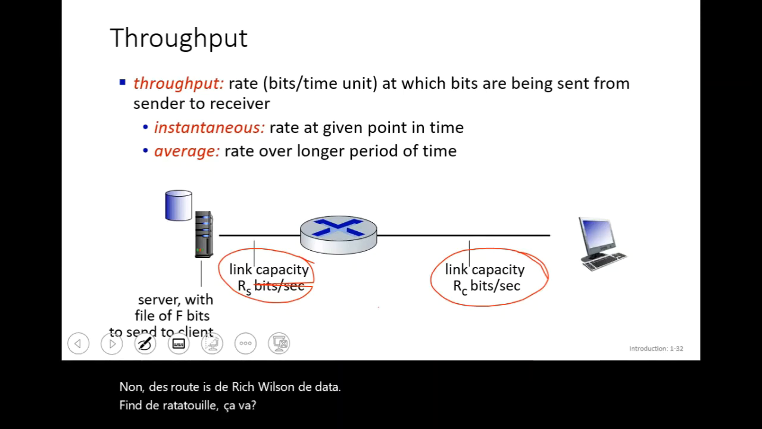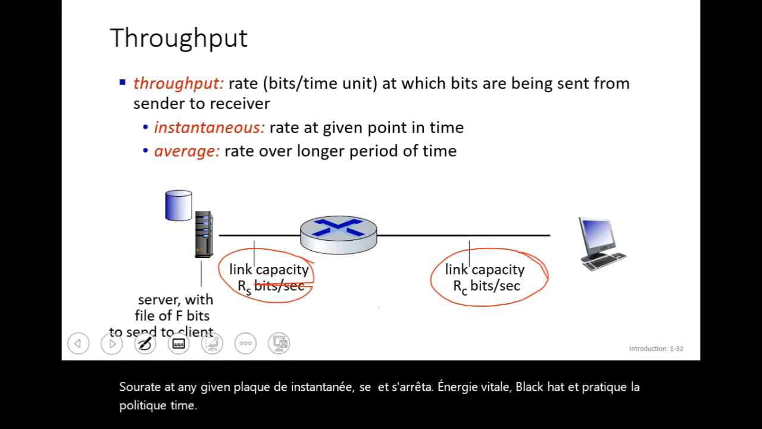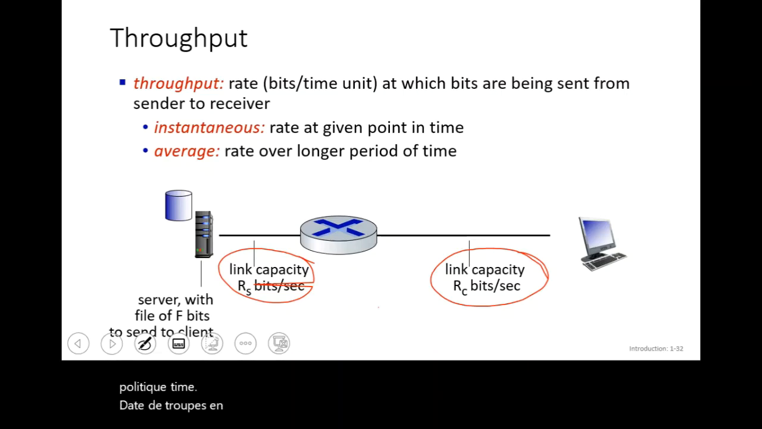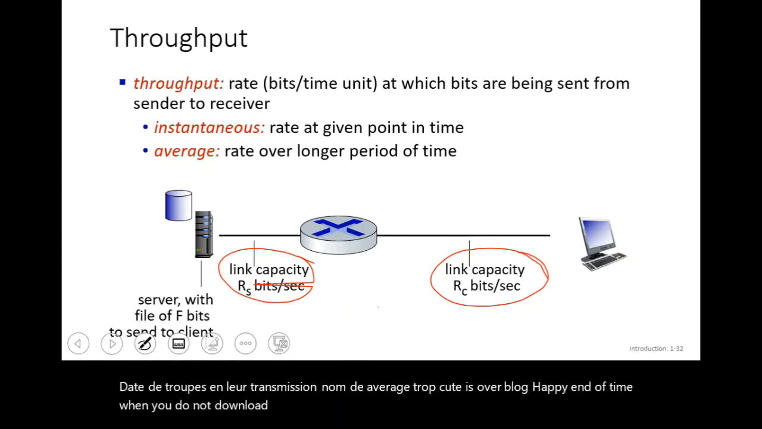The instantaneous throughput is the rate at any given time, at a particular point of time; that's the throughput of your transmission. Now the average throughput is over a longer period of time. When you're doing a download or stuff like that, that's basically your average throughput.